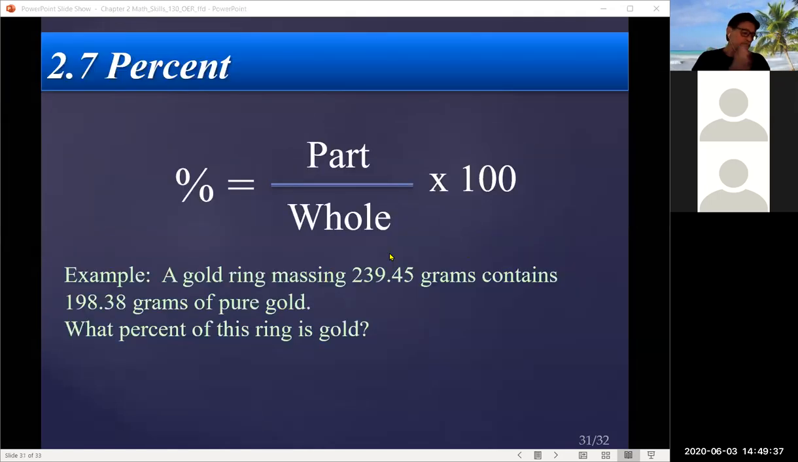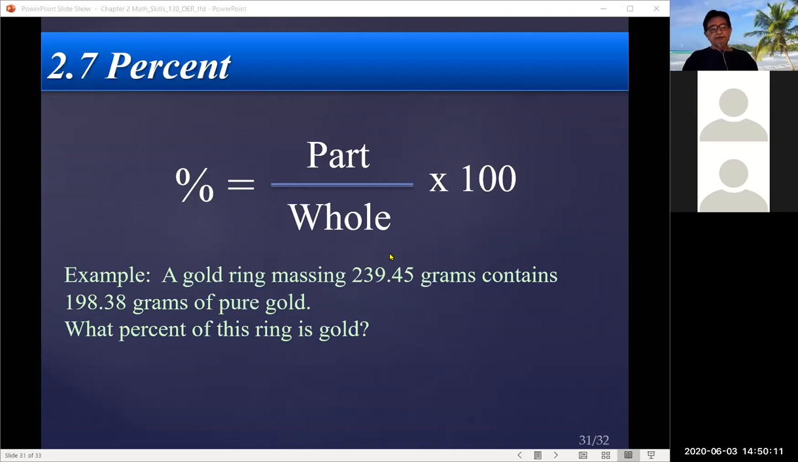Now, I think the last topic for this chapter is part over whole. You probably already have a grasp of this. Think of it in terms of an exam. You got 100 points in the exam. You scored 80 points. What's your average? 80%, right? The part is what you scored. The whole is the total number of points for that exam. So 80 over 100 times 100 is 80%. There's no difference here.